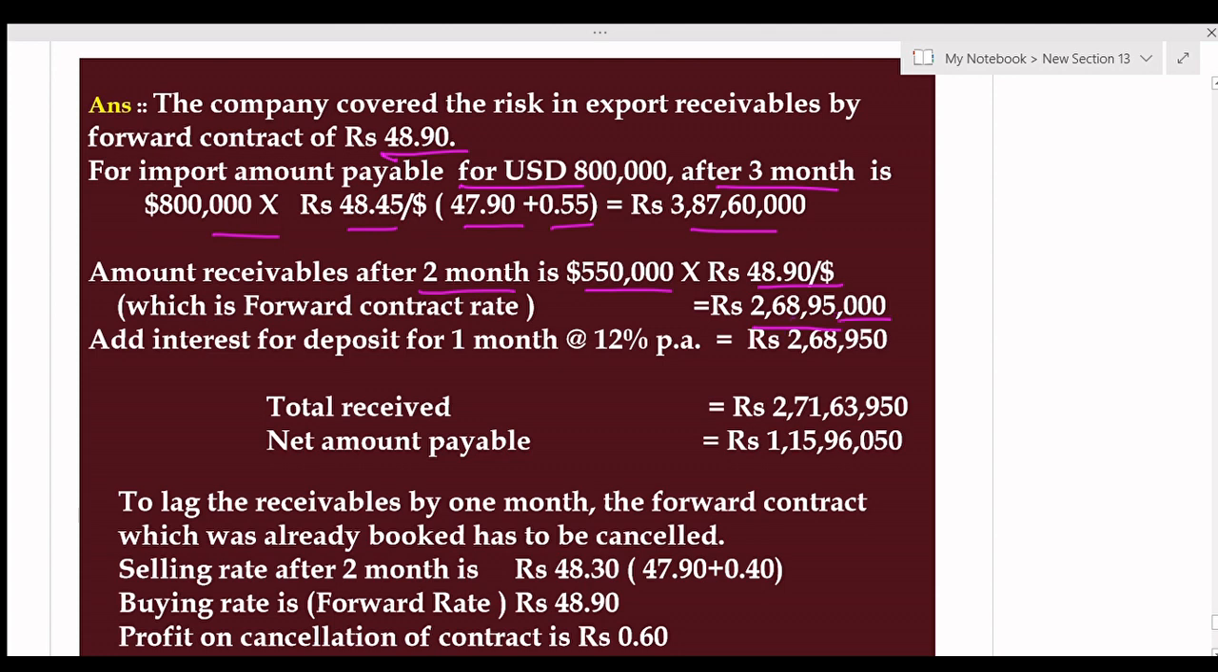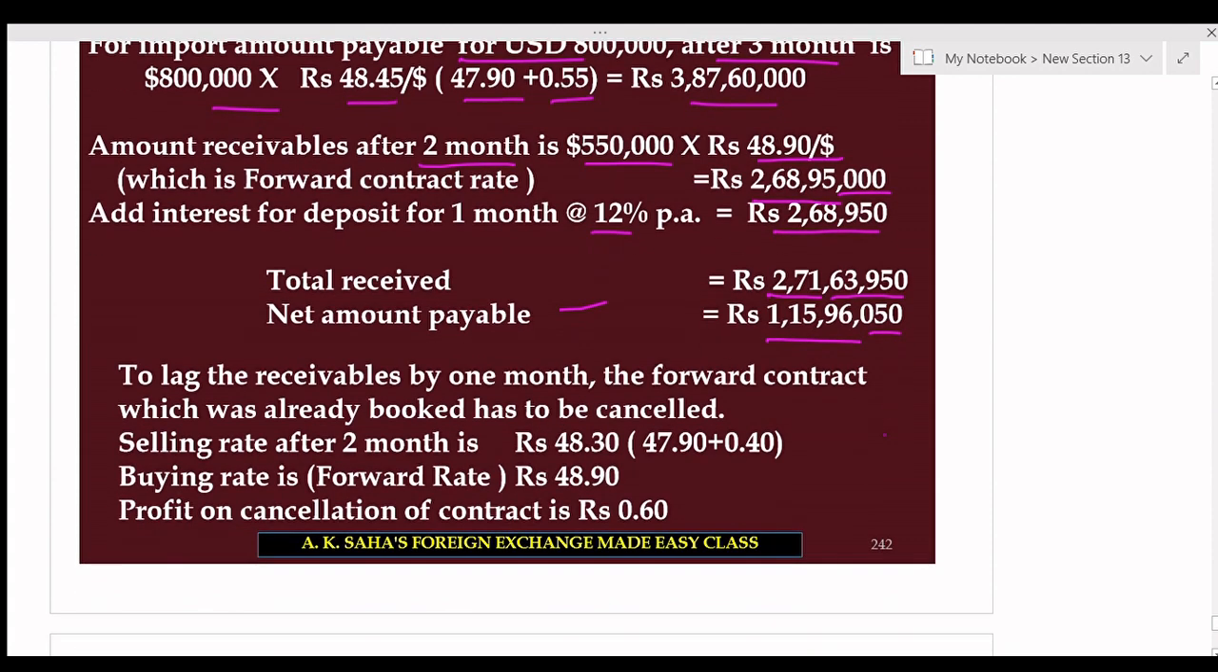Now for 1 month, the exporter will enjoy interest at the rate of 12% when he invests it. That is 1%, rupees 2,68,950. Total received is 2 crore 71,63,950. Net amount payable, that is the importer payment minus exporter receipt, is equal to 1 crore 15,96,050. Now the exporter will defer 1 month.